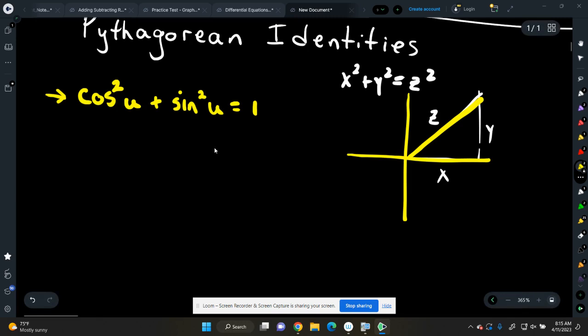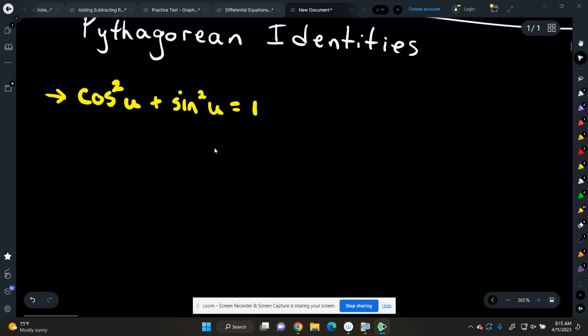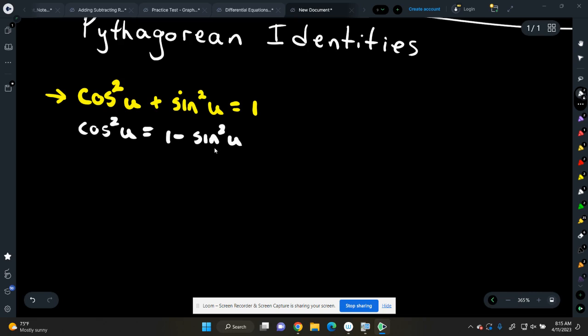Okay. Now, from there, we can come up with a whole bunch of others. I only memorized that one because the other ones I can figure out. So, for instance, this means that cosine squared is equal to 1 minus sine squared. And it means that sine squared is equal to 1 minus cosine squared.